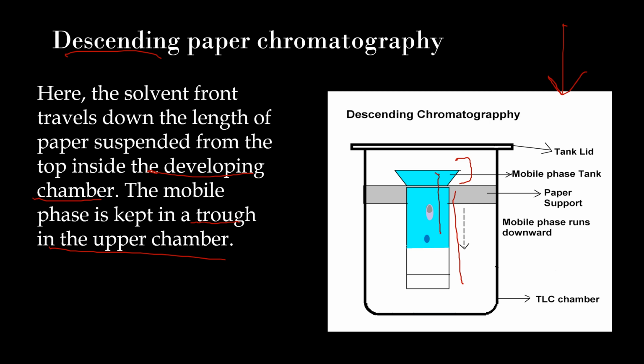Solvent front moves downward. As it is moving downward, so it is called descending paper chromatography. Gravity favors it. This is the movement in the direction of gravity. So it takes less time than the ascending paper chromatography, but its setup is difficult and costly.